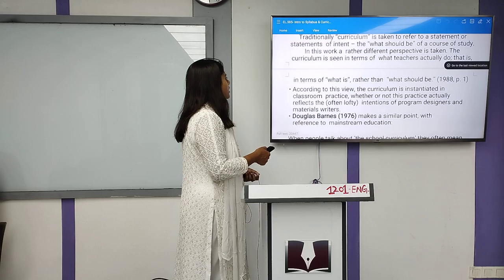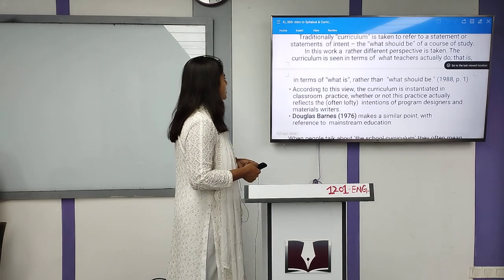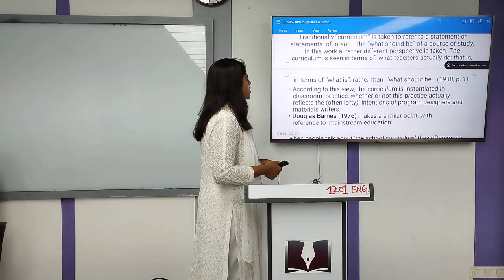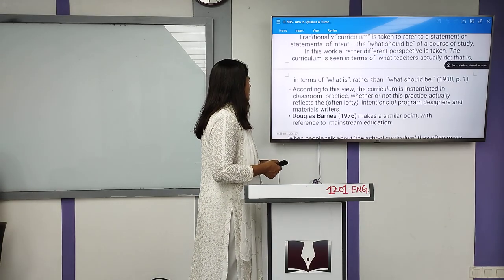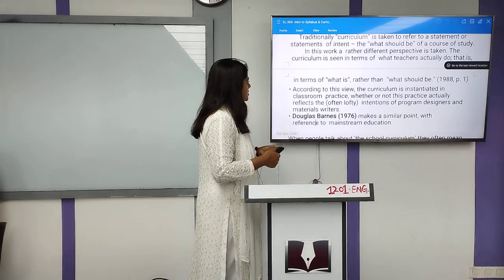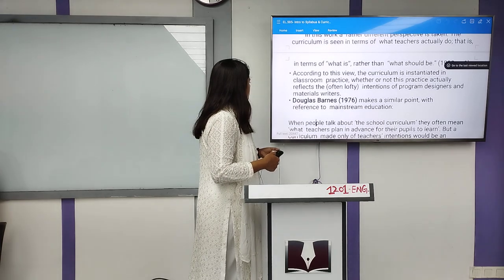According to this view, the curriculum is instantiated in classroom practice, whether or not this practice actually reflects the intention of program designers and material writers. So the intentions are instantiated in classroom practice. Douglas Barnes makes a similar point with a reference to mainstream education.